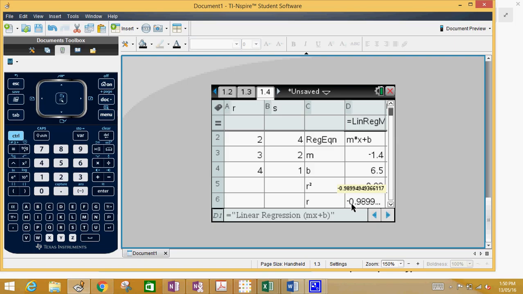And what this says is the R value for the data that I just had is -0.9899. So it has a high or a strong negative correlation. So this line, y equals mx plus b, where m is -1.4 and b is 6.5, that line is very close to what the data is. It's a good, accurate representative of your data.